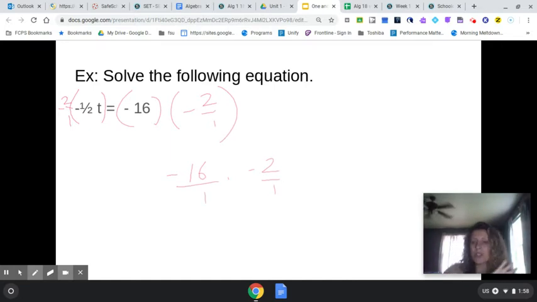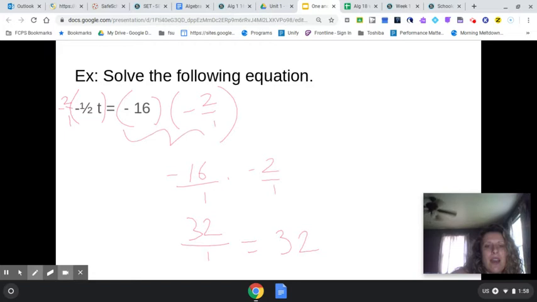So remember, guys, you're just multiplying straight across. You're going to multiply those two numerators together, and you're going to multiply those two denominators together. So -16 times -2 would give me +32. And 1 times 1 is just 1. So technically that's over 1, but 32/1 is just 32, so I don't really need to write the over 1. So I get 32 on the right side. So this side simplified to 32.